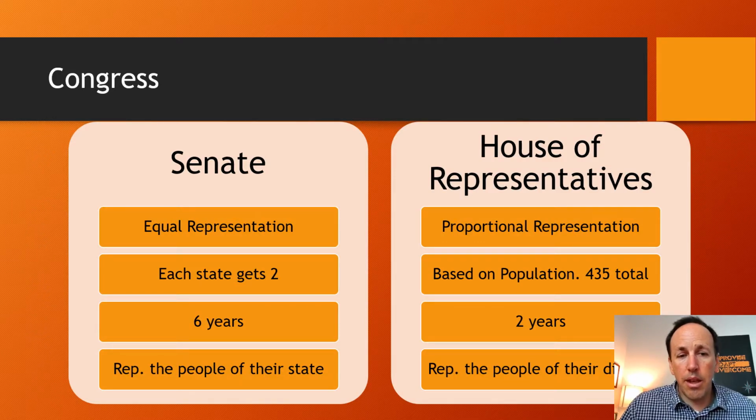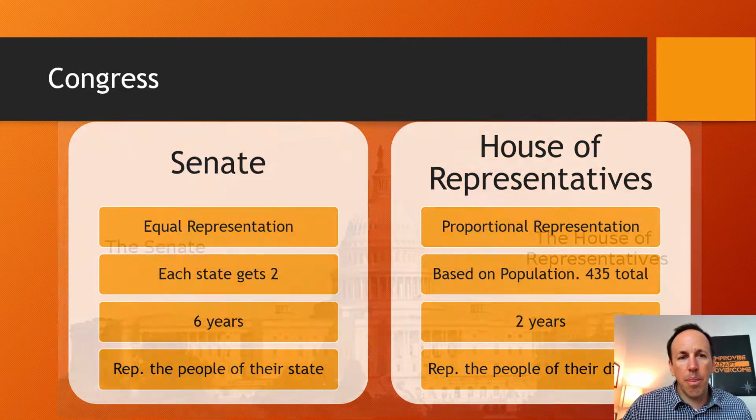Okay, so real quick, without looking at your notes, straight from memory, how many senators does your state have? 2, because every state has 2 senators. Got it? And how long do you serve for if you're a senator? 6 years. If you're a representative, how long do you serve for? 2 years. What's one of the differences between the senator and the representative? The senator represents the entire state, and the representative represents your district. Okay, feel good? Let's get going here.